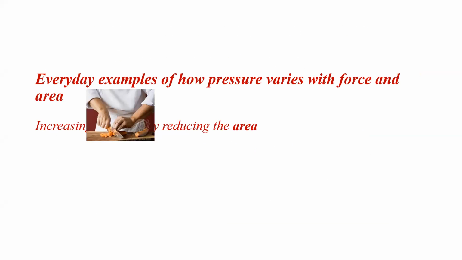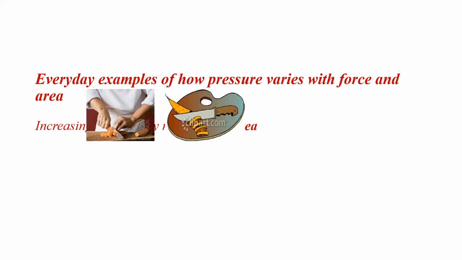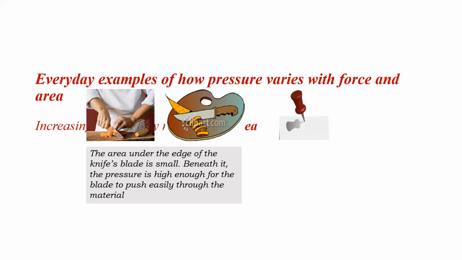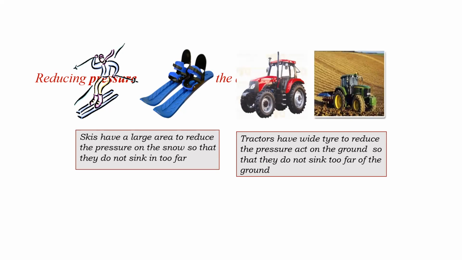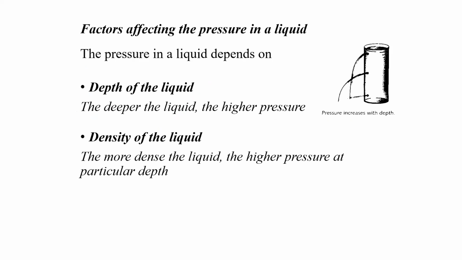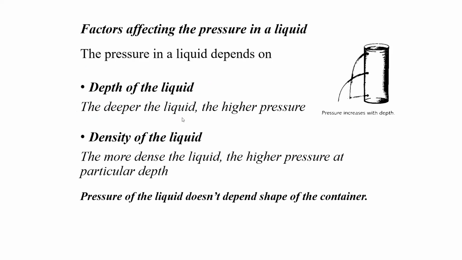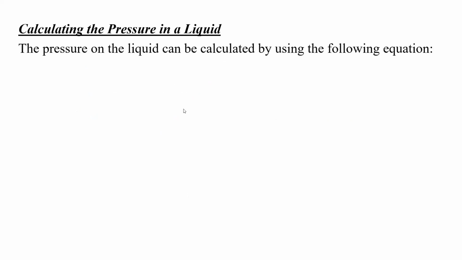Examples in which we are increasing the pressure by reducing area, for example a knife or a pin which is used, they are sharp so that the surface area is smaller and they exert more pressure. Reducing pressure by increasing the area, examples like a skier having a large area underneath the foot, so it will exert less force, less pressure basically. Same is for tractors. Pressure exerted by a liquid depends on the depth, the greater the depth, the greater the pressure, and it also depends on the density of the liquid.